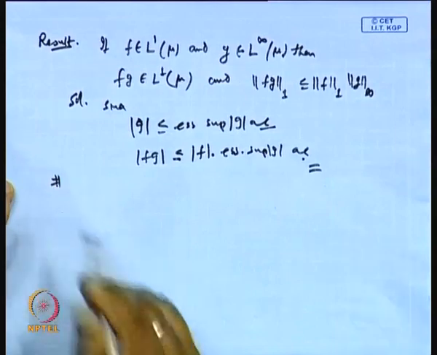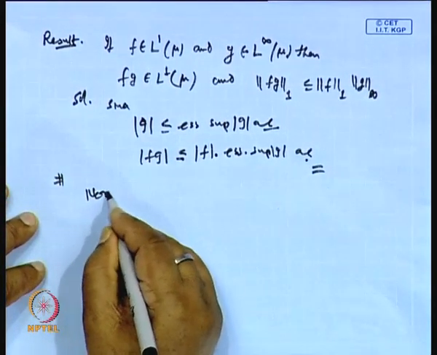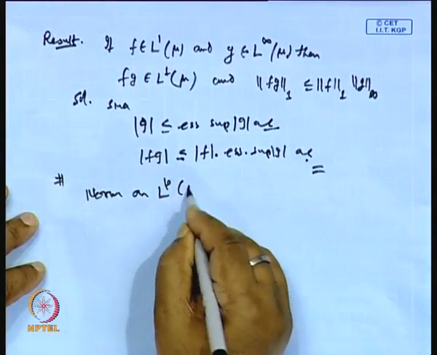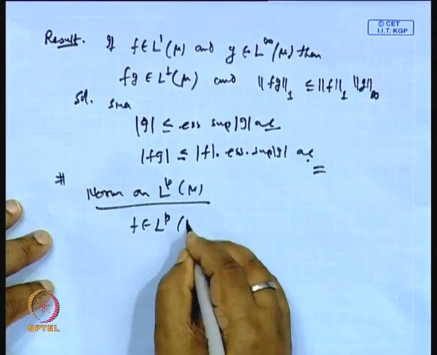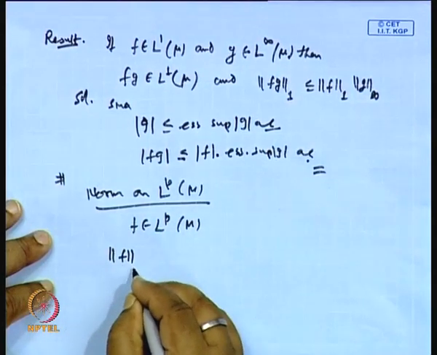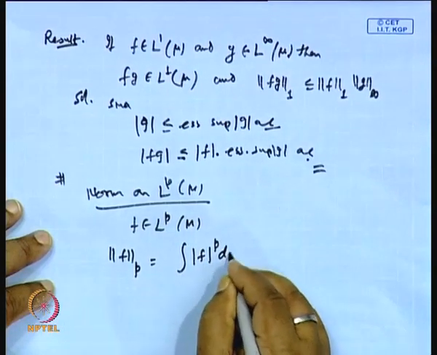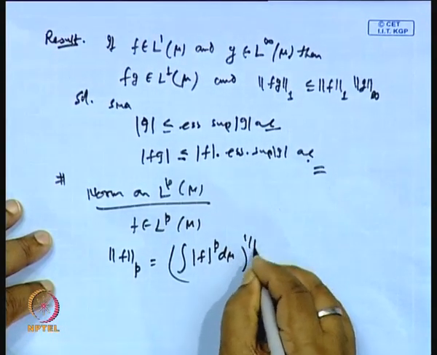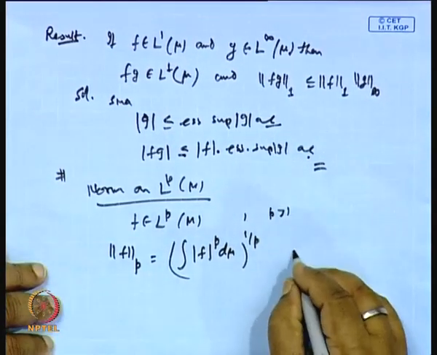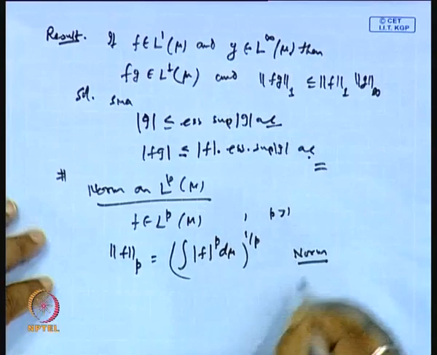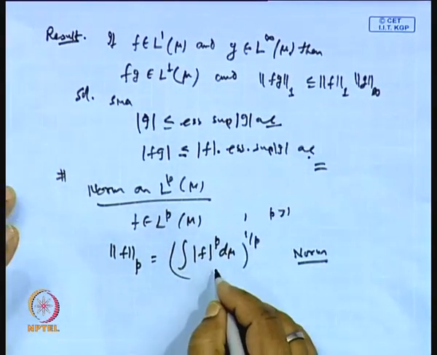Now, lastly we can introduce the concept of the norm on L^p(mu). If f belongs to L^p(mu), then the norm of f in L^p is defined as the integral of mod f to the power p d mu, whole to the power 1 by p, when p is greater than or equal to 1. This is the norm, and it satisfies all the conditions of a norm. One can verify, using the Minkowski inequality, the triangle inequality.